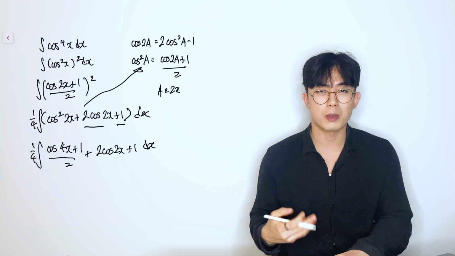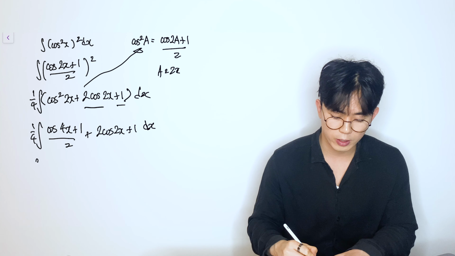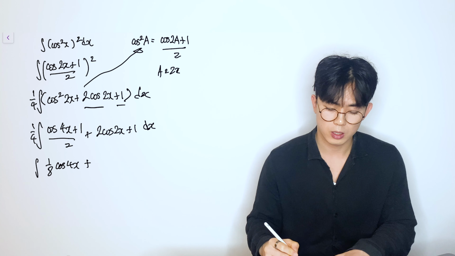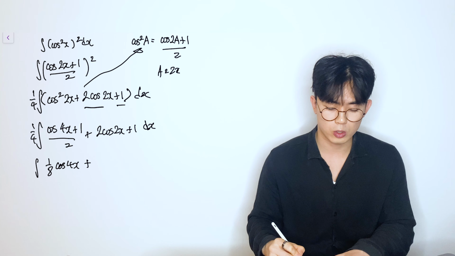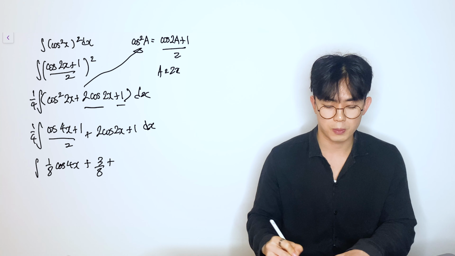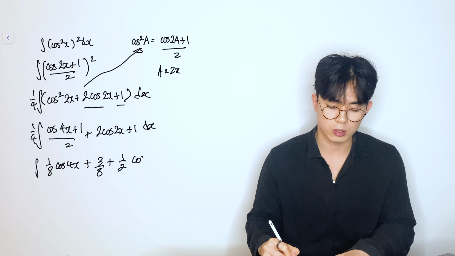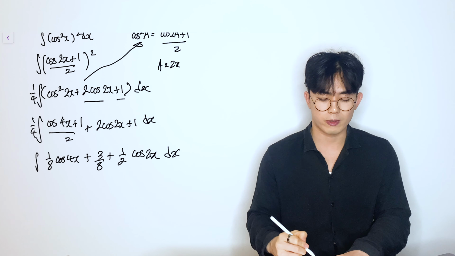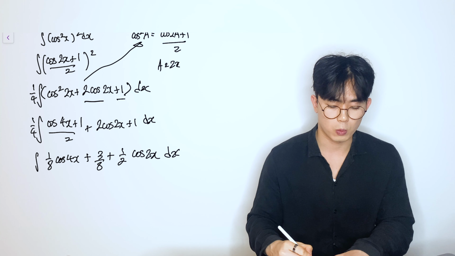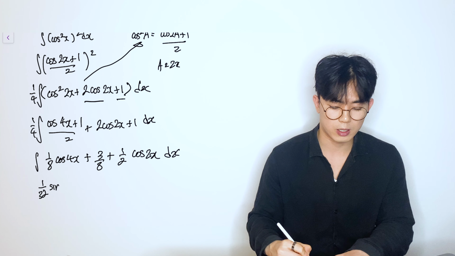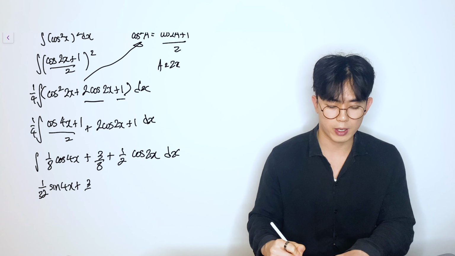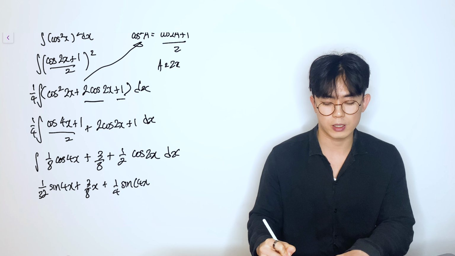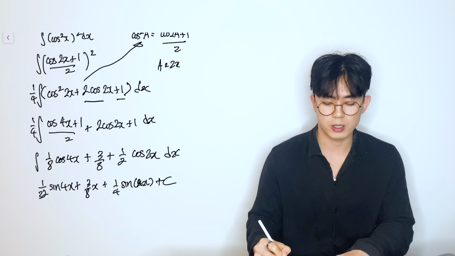Now it's just a matter of simplifying before integrating. So we're going to get integrating 1 over 8 cos 4x plus 1 over 2 plus 1 is 3 over 2, so plus 3 over 8, plus 1 over 2 cos 2x dx. Now we've got this, we just have to integrate, right? Cos goes to sine, so it's going to be 1 over 32 sine 4x plus 3 over 8 x plus 1 over 4 sine 2x, sorry, plus c.